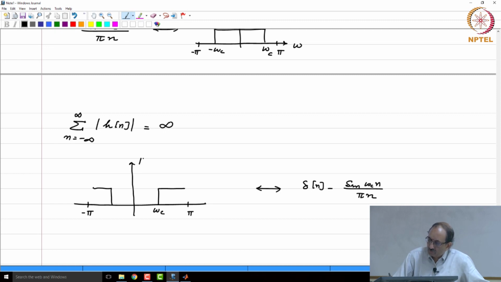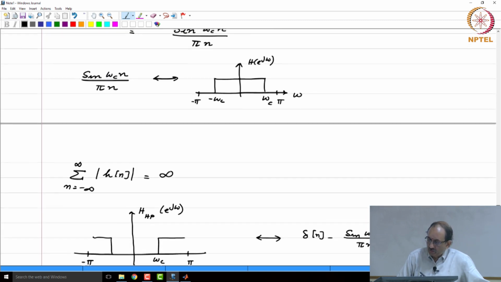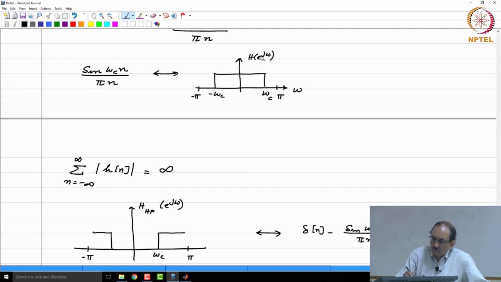So, this is, let me use the suffix capital HP. So, this is to indicate it is high pass, and if I wanted to be consistent, I should have written this as h LP of e to the j omega.